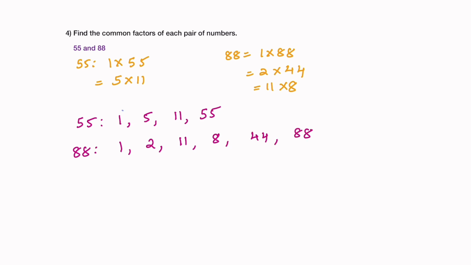The common ones. 1, 1, 11, 11. Right? Looking at the numbers, you could have easily guessed that 11 is going to be the common factor. So you will write the common factors of 55 and 88 are 1 and 11. And it's done. So these were the 4 questions based on the common factors, where you had to find common factors of each pair of the numbers that were given to us. Now let's move to the next ones.